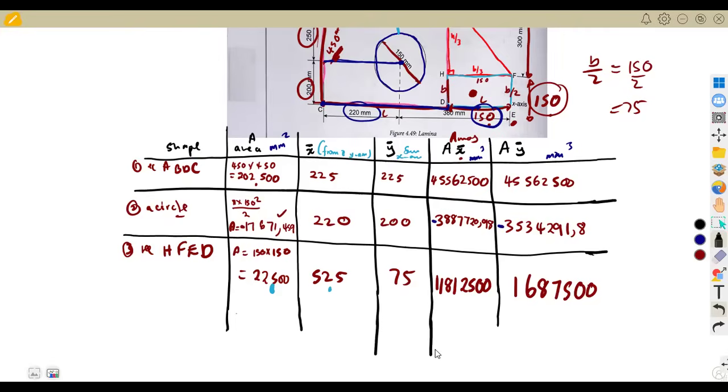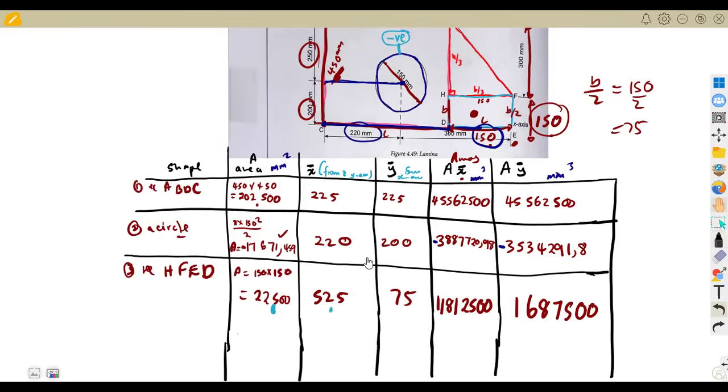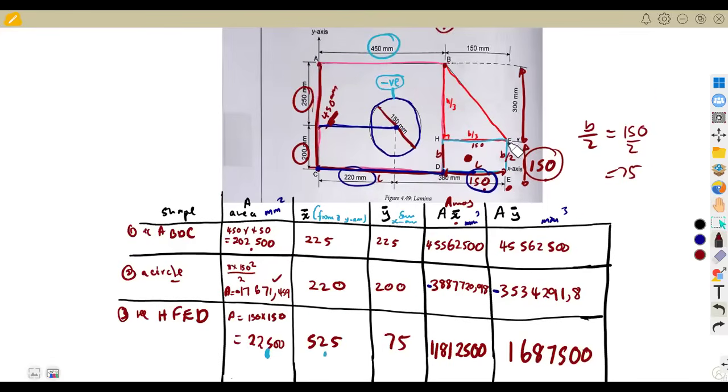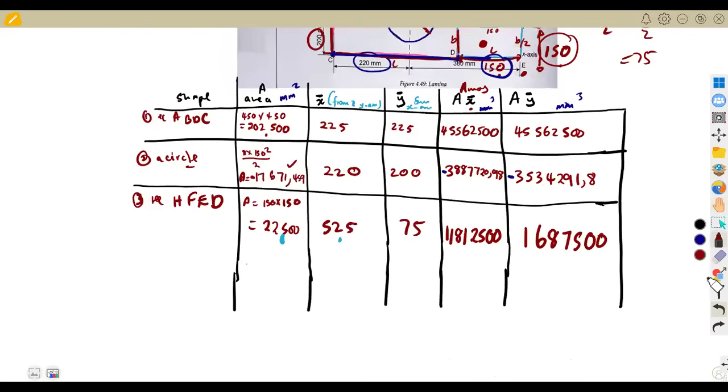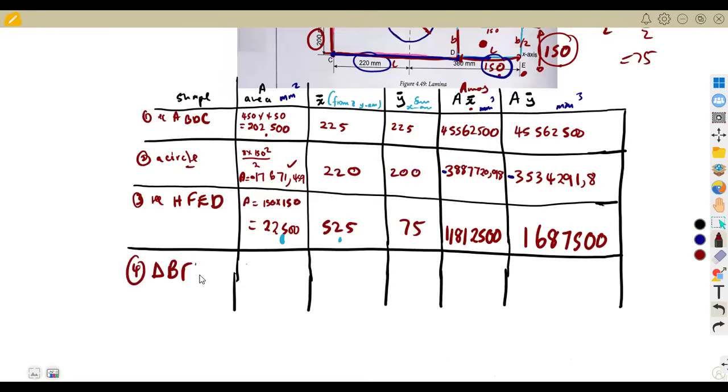Are we still together? I just hope, guys, we are still together here. As you can see, we've got a lot of things. Now, the last part is, there is another shape here. The last one, you see, there is a triangle there, which is BFH. Triangle BFH. So we've got the last shape there. All right. So we have got the fourth, which is triangle BFH.